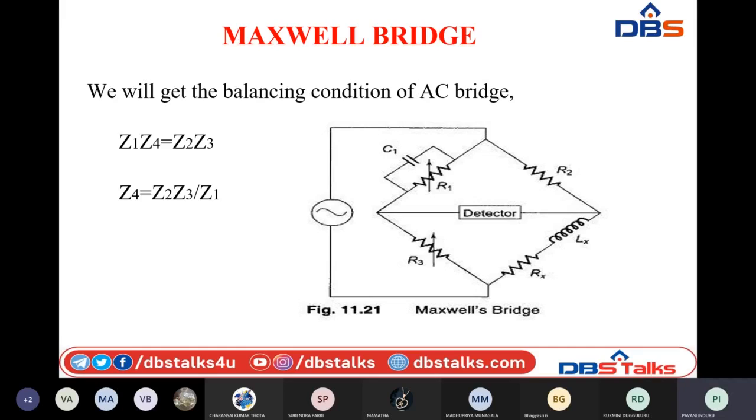Now we are going to determine the unknown value Z4 with the help of the expression Z2 Z3 by Z1. Whenever we multiply the impedances Z2 by Z3 and divide the result by Z1, we are going to obtain the unknown inductance along with its leakage resistance Rx. So let us see the expressions now.